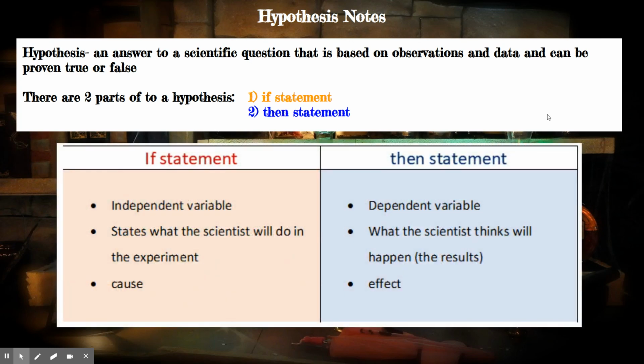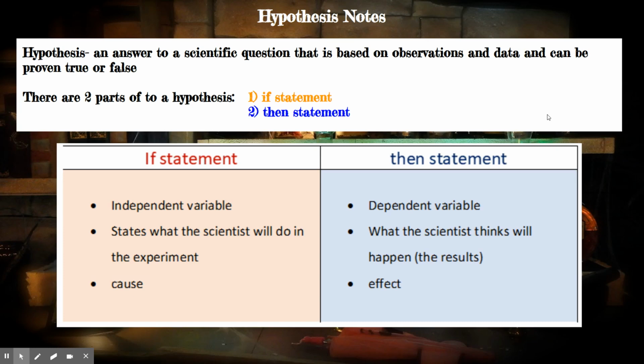So here's an example of the if statements and then statements. Anything that comes after an if is the independent variable. This is stating what the scientists will do in the experiment. In other words, what we will be changing. And this will be the cause of the effect. The cause of a plant growing is if we put it in front of a window. The cause of a plant not growing is if we put it in a dark closet. That is a cause.